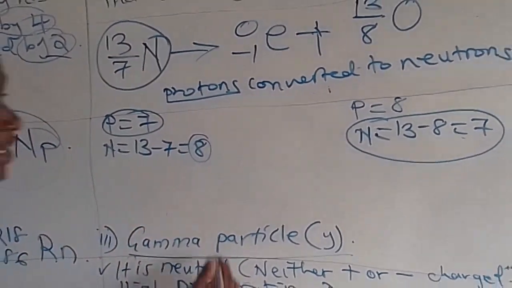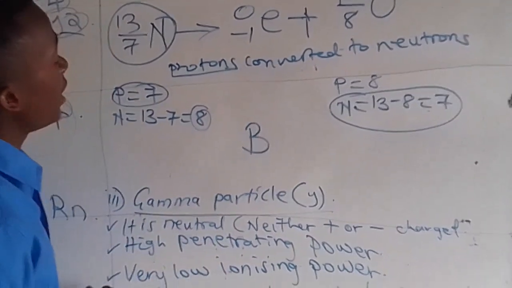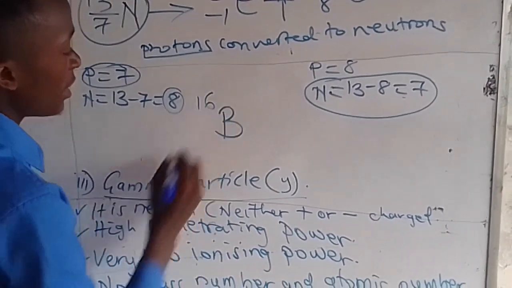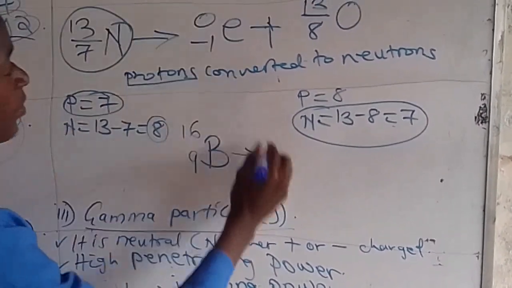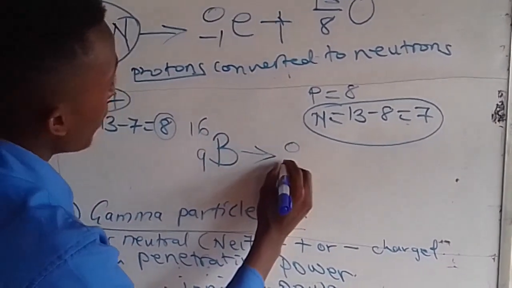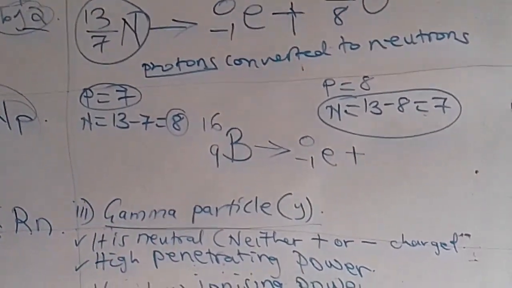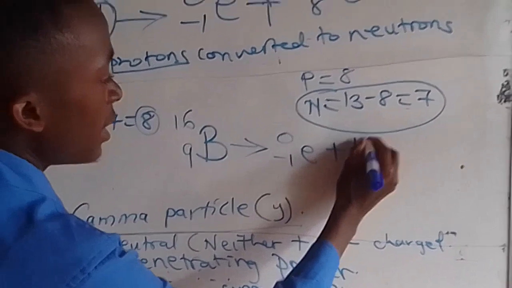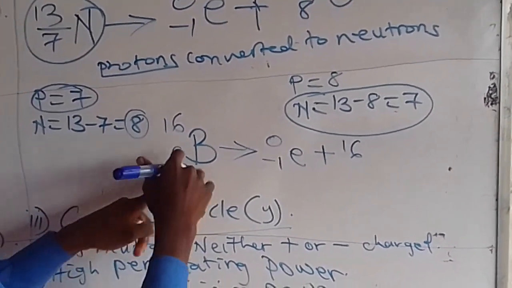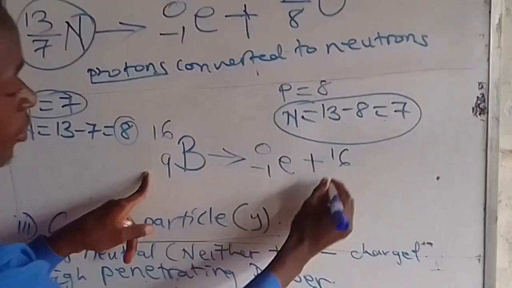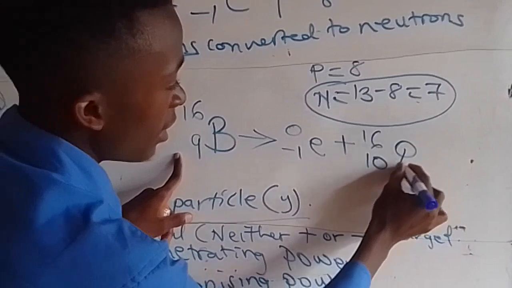We can take another example. We can say our element B, which we can give as 16 and 9. It undergoes a beta reaction, that is -1. So what will be our new element? It will be 16, then 9. We have said the atomic number is increased by 1. This one will be 10, and the new element can be, let us say, Q.